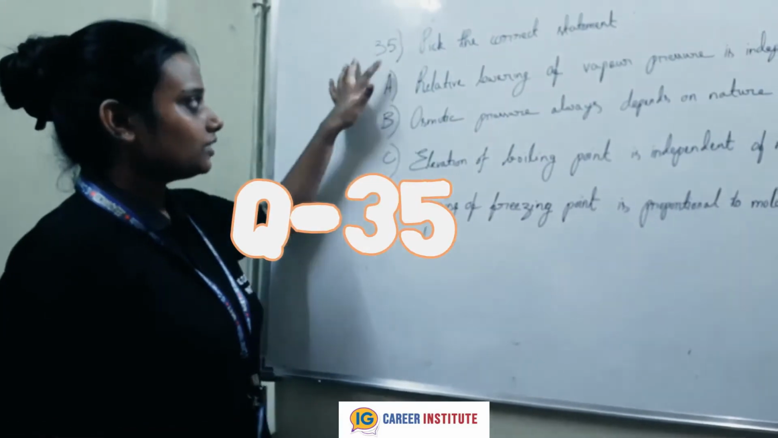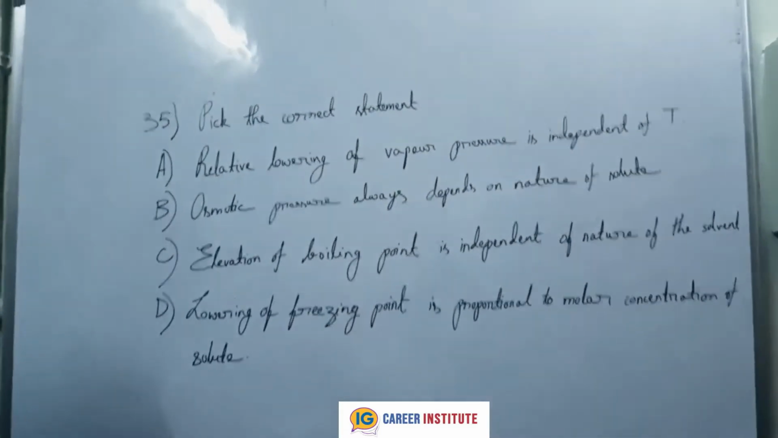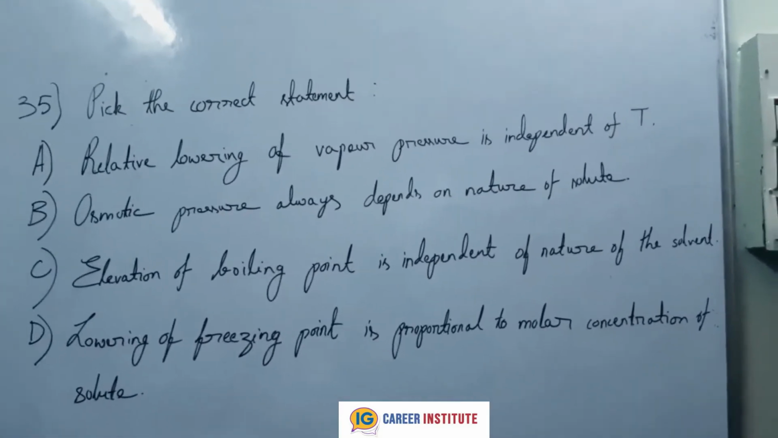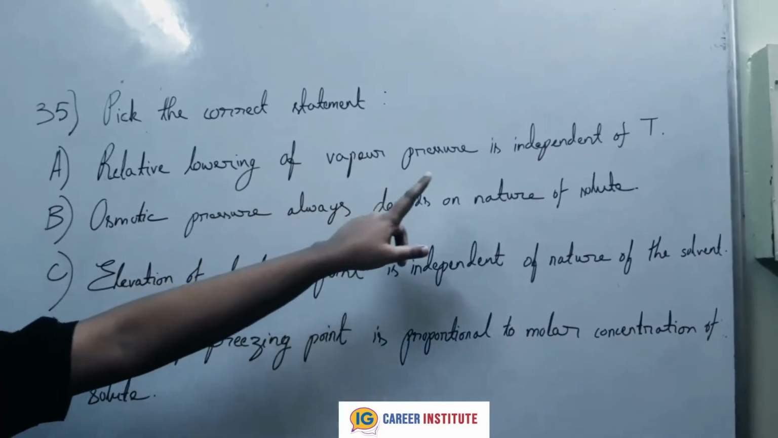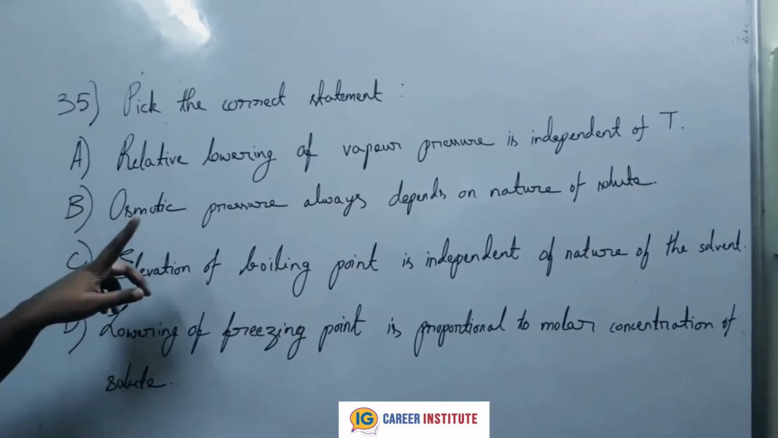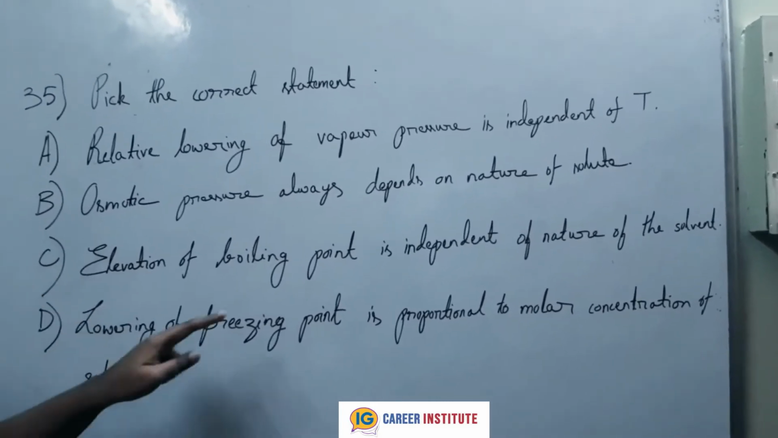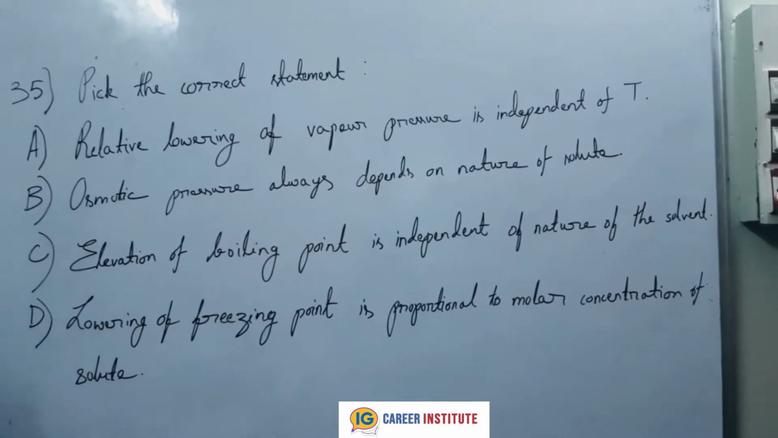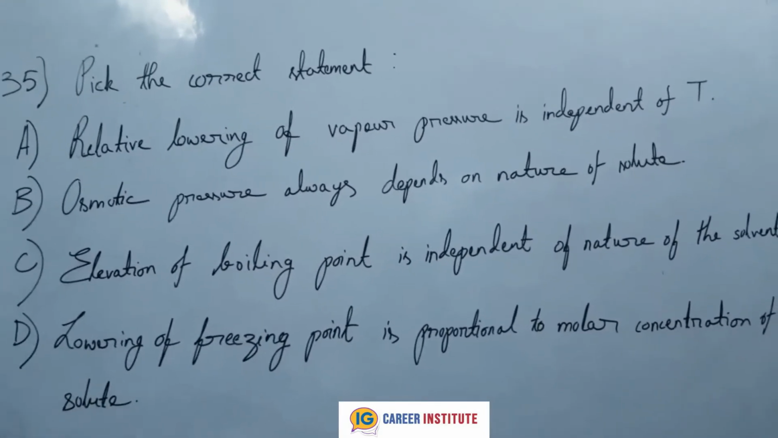So the next question is 35. Pick the correct statement. We are given 4 options and we have to pick the correct option, right? So option A is relative lowering of vapor pressure is independent of capital T, that is temperature. Option B is osmotic pressure always depends on nature of solute. Option C is elevation of boiling point is independent of nature of solvent, and the last option is lowering of freezing point is proportional to molar concentration of solute.